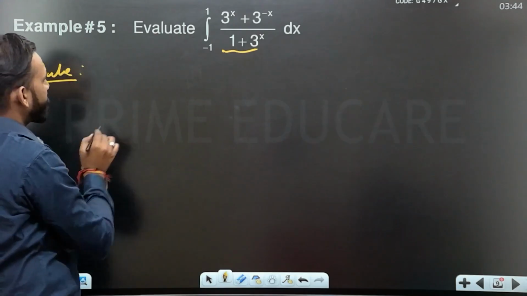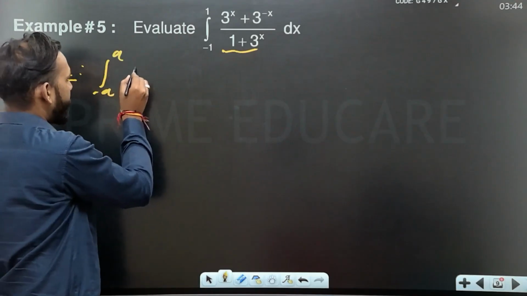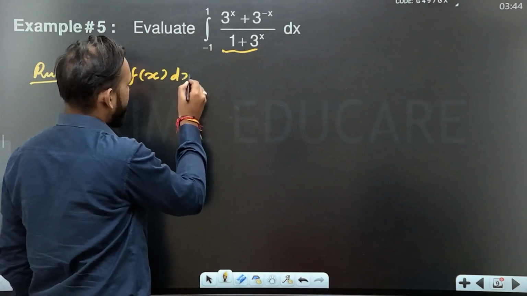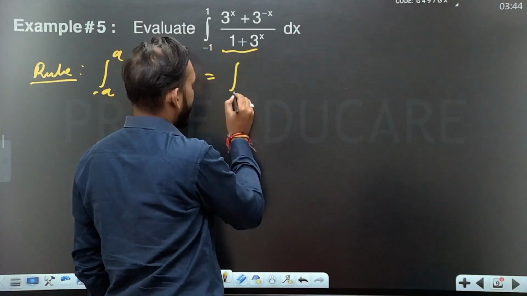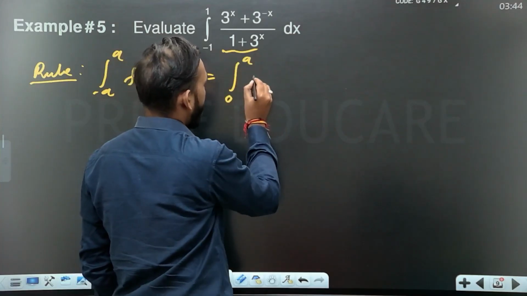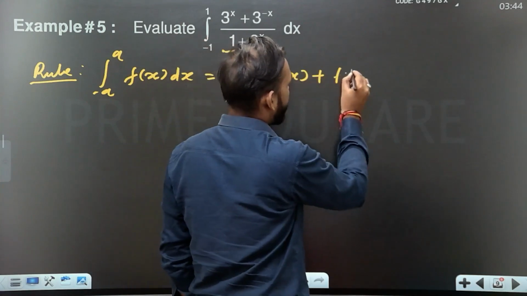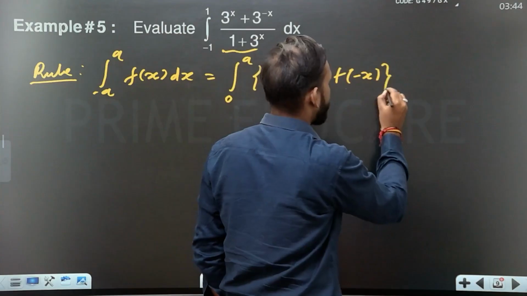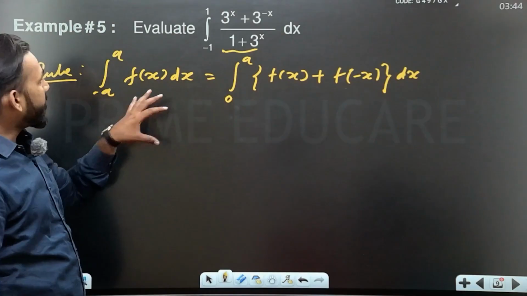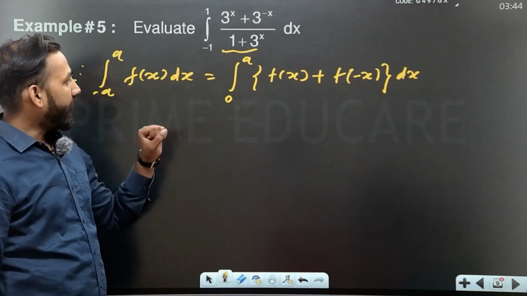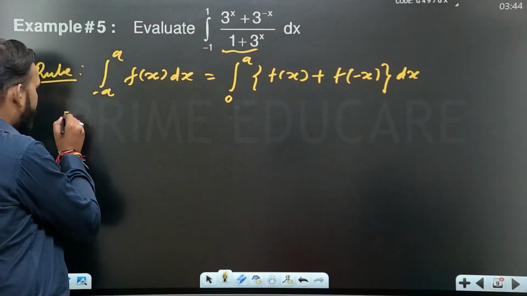The rule is, if our integration is from minus a to a of f of x dx, then we can express this result as the integration from 0 to a of f of x plus f of minus x dx. This rule is applicable here, and if we want to verify this rule, let's consider an example.